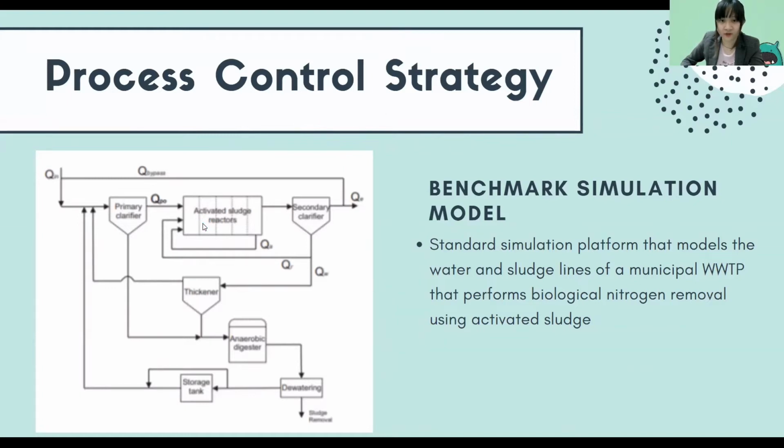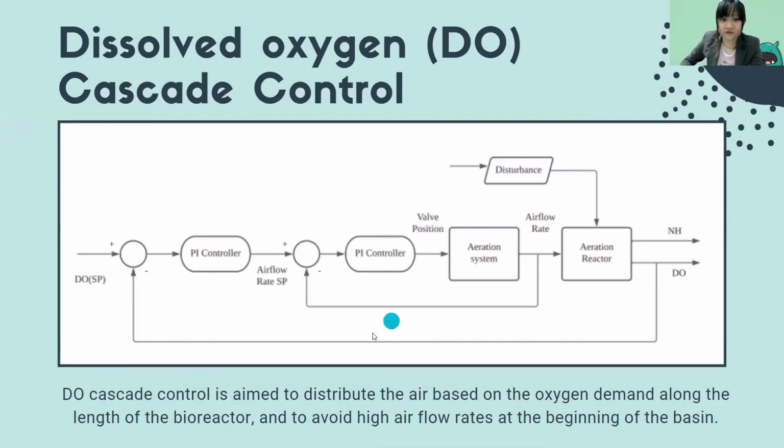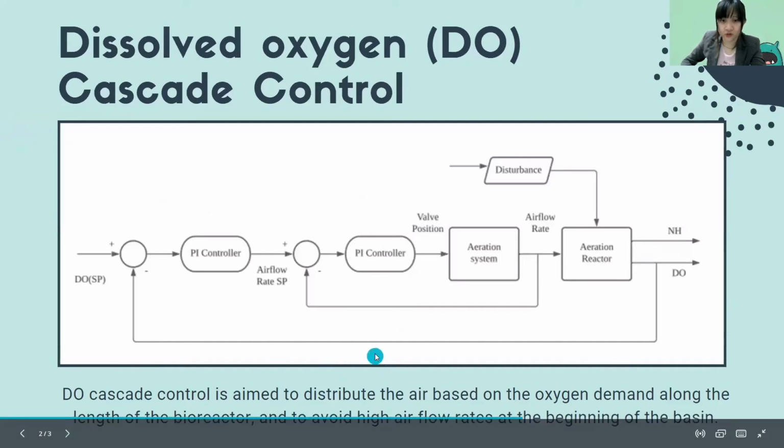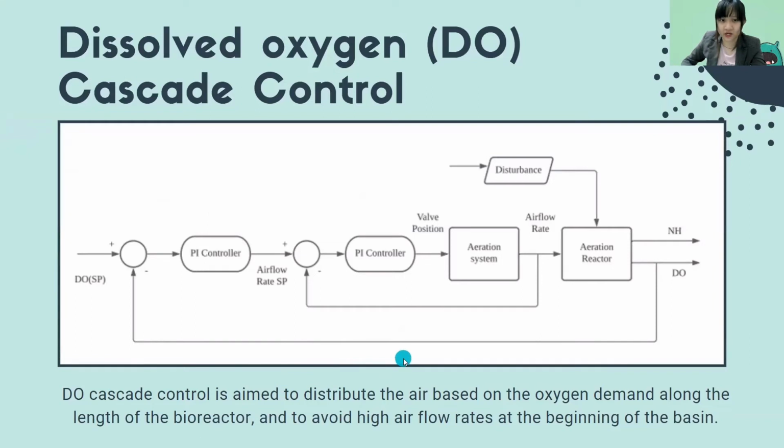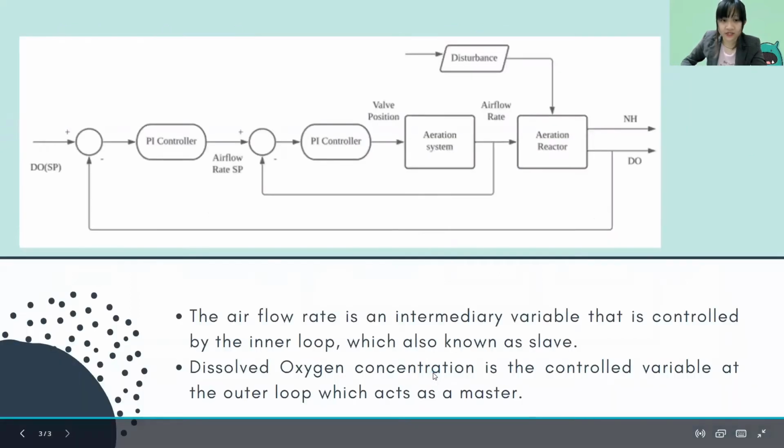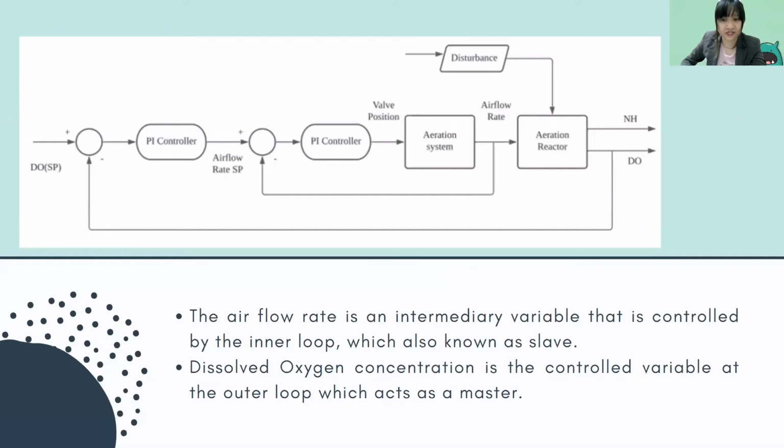A portion of the liquid from the thickening unit and the dewatering unit will be recycled back to the primary clarifier. This is the overview of the dissolved oxygen cascade control, and the dissolved oxygen cascade control is aimed to distribute the air based on the oxygen demand along the length of the bioreactor and to avoid high air flow rates at the beginning of the basin. The innermost controller is the simple feedback controller set out in the cascade because the aeration is a non-linear process with increasing response time.